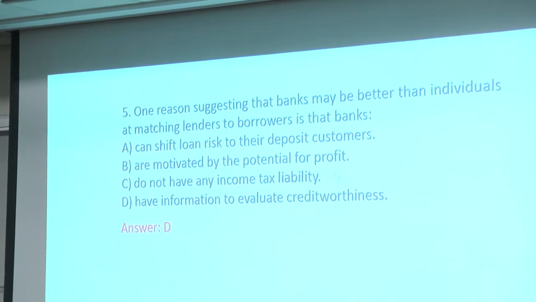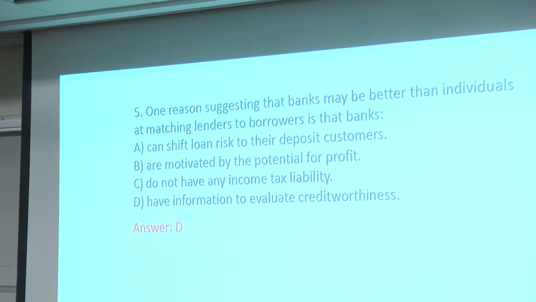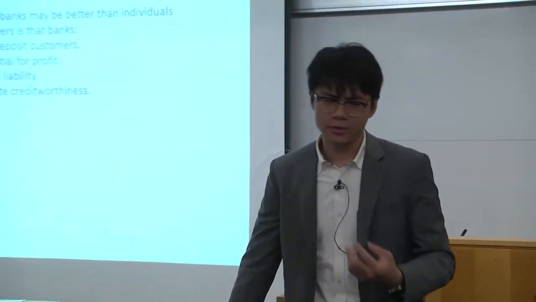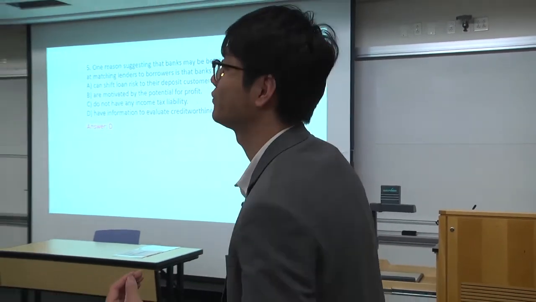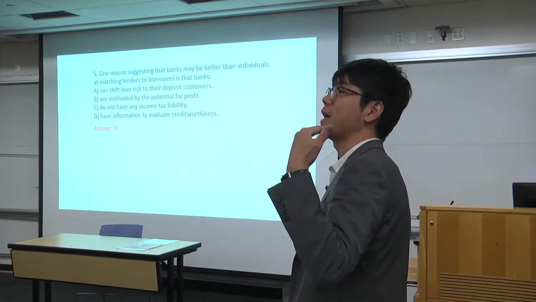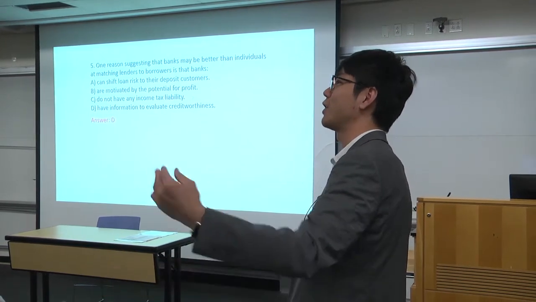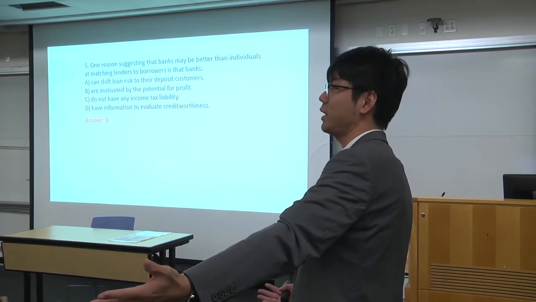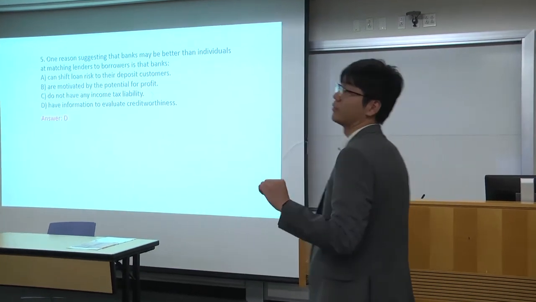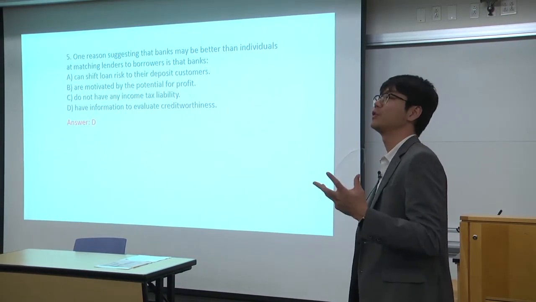One reason suggesting that banks may be better than individuals at matching lenders and borrowers is that banks... So, why are banks better at matching lenders and borrowers instead of individuals? Consider this: if a company needs to borrow money, what will the company do? Stand in the street and ask everybody passing by, can you give me $500? I'll give you one of my corporate bonds. Or will the company go to an institution and say, help me issue $1 billion worth of corporate bonds? What will they do?